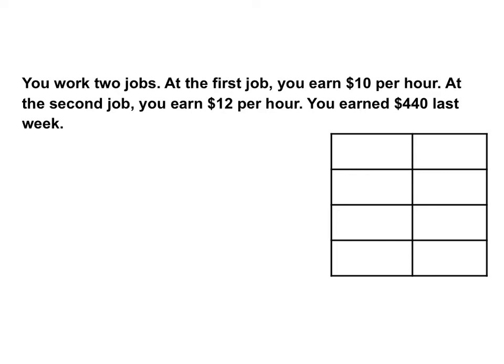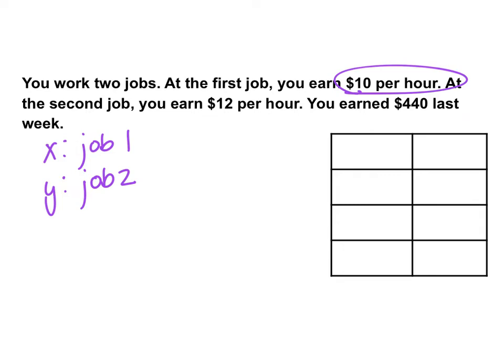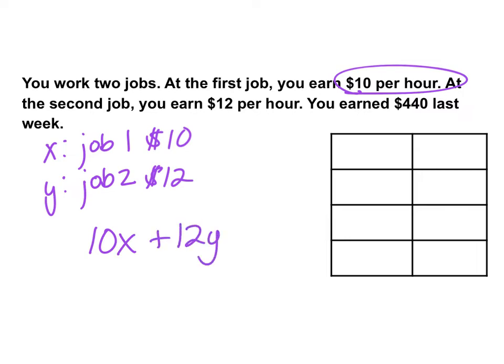So here we have a real world situation. It says you work 2 jobs. At the first job, you earn $10 per hour. At the second job, you earn $12 per hour. You earned $440 last week. So we're going to say X is job 1, Y is job 2. So job 1 is $10 an hour, while job 2 is $12 an hour. So we can set this up as 10x plus 12y equals $440.